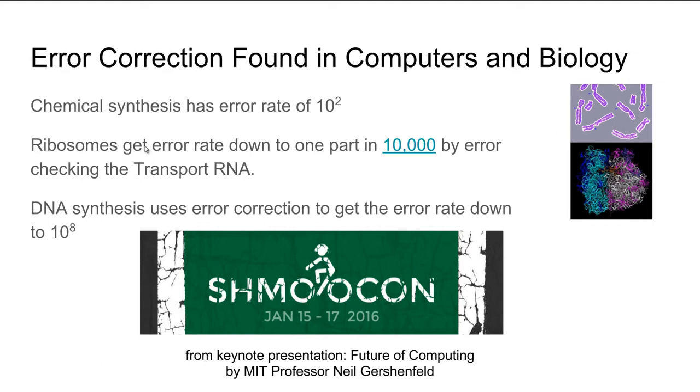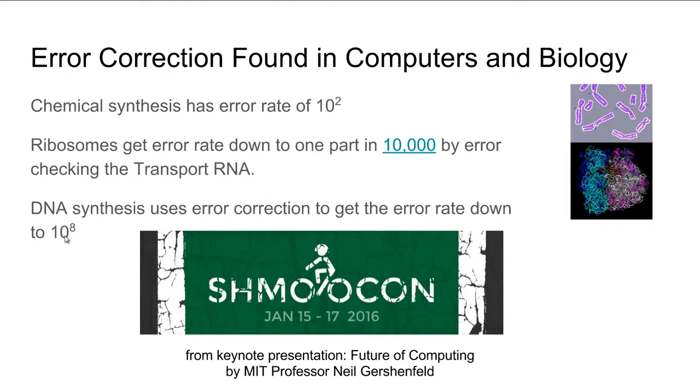The ribosomes in our body get this error rate down to 1 part in 10,000 by error checking the transport DNA. This is a ribosome. And the DNA synthesis process our body uses gets the error rate down to 1 part in 10 to the 8th, or what is that, 10 million? 1 out of every 10 million is bad. And that supports evolution, where it doesn't cycle, it doesn't bounce back and forth, it actually progresses. Our bodies are amazing machines.